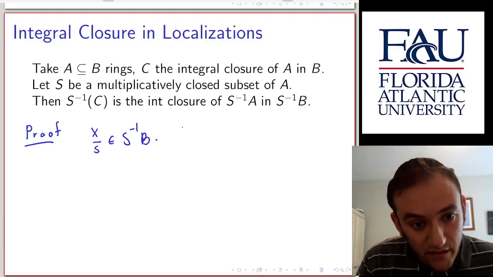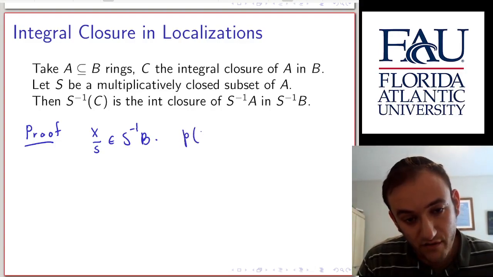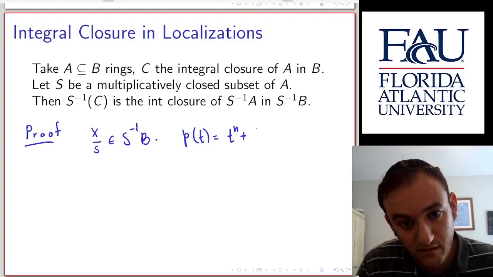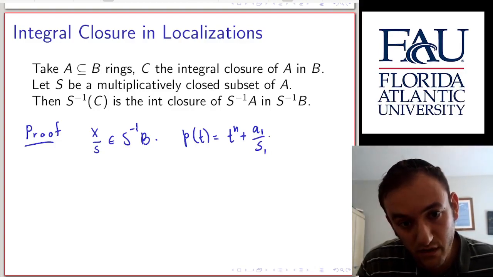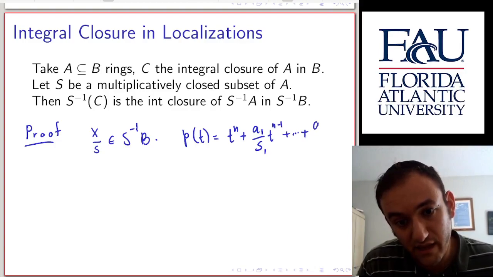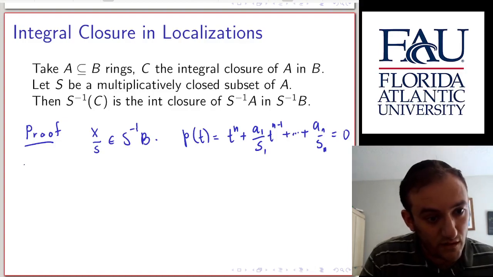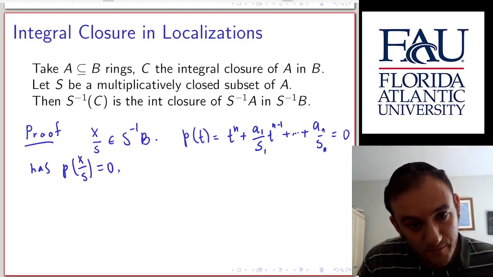Then we have P of t, where this is t to the n plus a1 over s1 t to the n minus 1, up to an over sn, equals 0, and P of x over s equals 0. Okay.